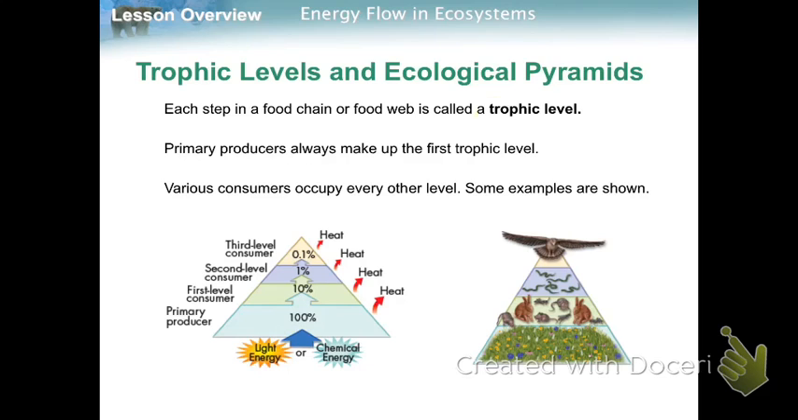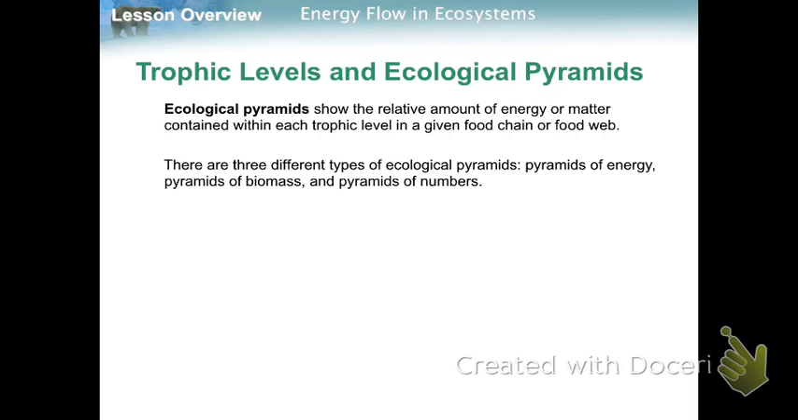Each step in a food chain is called a trophic level. Primary producers are always at the bottom. Various consumers occupy every other level. So you can see different examples of ecological pyramids. We're going to go through some different ones. They show the relative amount of energy or matter contained within each trophic level in a food chain or web.